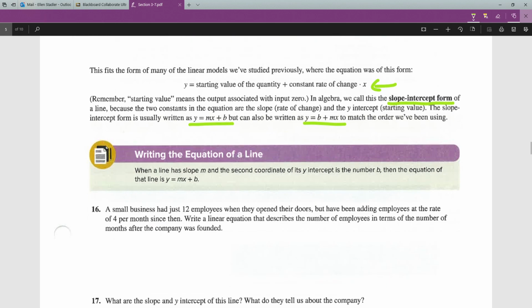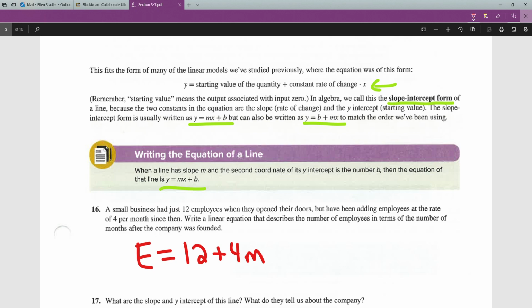So let's see if we can use this. Again, this is important. Let's see if we can write the equation of this problem they've given us. A small business had just 12 employees when they opened their doors, but they've been adding employees at the rate of 4 per month since then. Write a linear equation that describes the number of employees in terms of the number of months after the company was founded. So the number of employees is, how many did we start with? My starting amount was 12. How many am I adding? 4 per month. There's your equation.